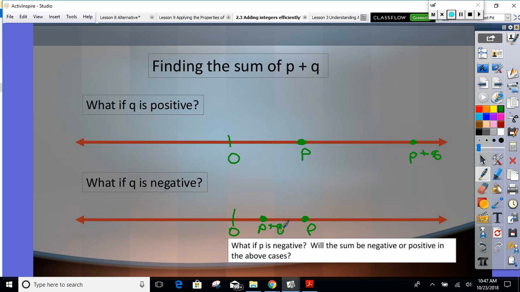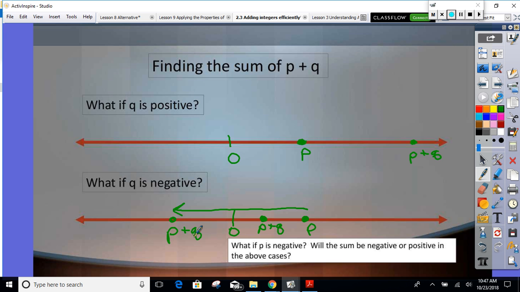No. Okay, so what if Q was bigger than P? If Q was bigger than P, if the arrow was longer, if it had a longer absolute value, where would the sum of P plus Q be? Jordan? To the left of the zero. So if Q had a larger absolute value than P, then Q would be longer than P, right? So it would go past the zero. So it's possible that P plus Q could be negative.